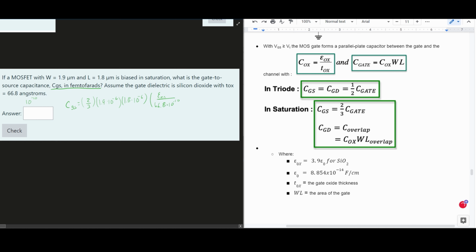Now, up top are the EOX. We're going to have to do a little bit of substitution right here, so I'm going to draw an arrow from here. We can see that EOX right here is equal to 3.9 times our E subscript 0. And our E subscript 0 is going to be this right here. So we're going to have 3.9 times 8.85 times 10 to the negative 14.